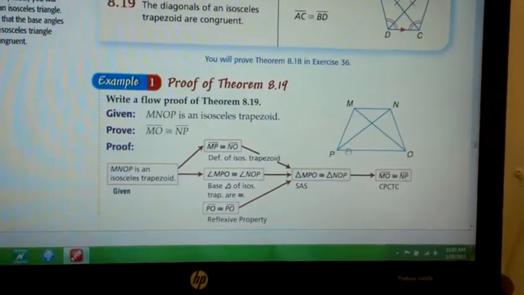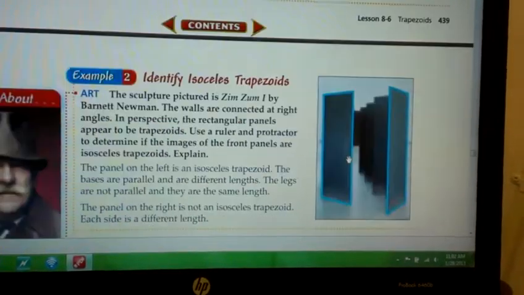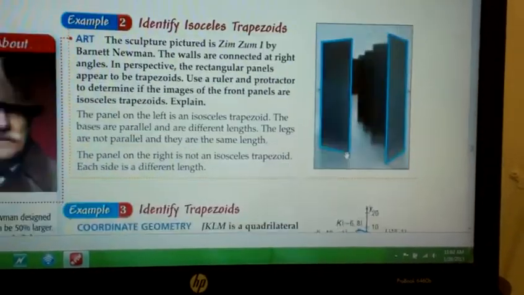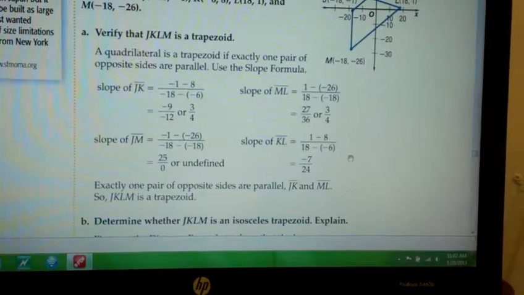Okay, moving on. Example number 1, we'll look at that in class. Example number 2, we'll look at that in class. Example number 3, we'll also look at that in class.